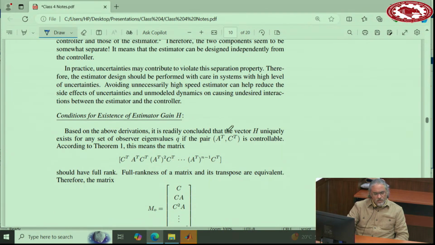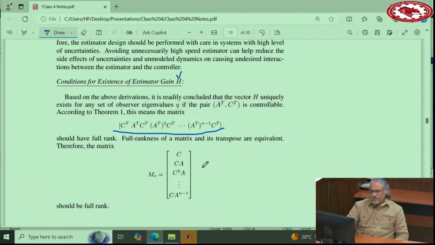Okay, under what condition does H exist? A transpose minus C transpose H transpose. So A transpose and C transpose should be controllable. Over there we said A and B should be controllable. Here we say A transpose and C transpose should be controllable. So this matrix should have a full rank. And the transpose of this matrix is this one. So this should have a full rank, because when you transpose, the rank doesn't change. This matrix is called the observability matrix, right? And this condition is the observability condition.